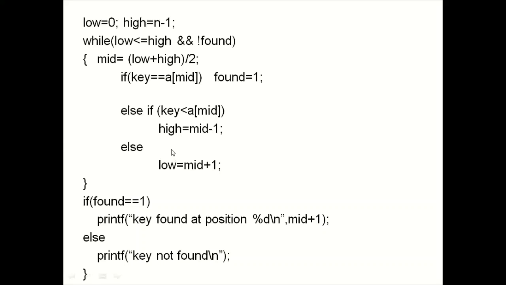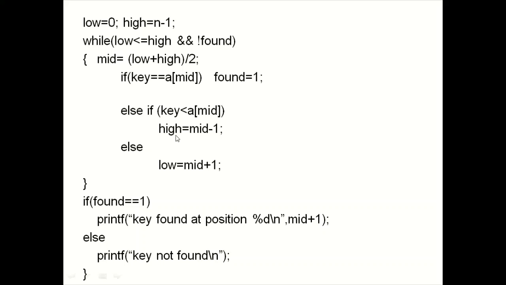In case the key is greater than the middle element, then we have to search the second half of the array. For the second half, the high value will remain as it is and only the low indicator will change. So the low indicator is one place after the middle element. So low is equal to mid plus 1. Now the array size has become half and the same process continues.